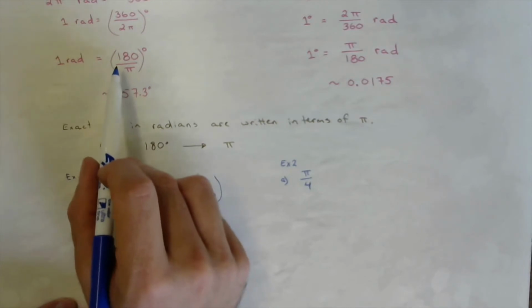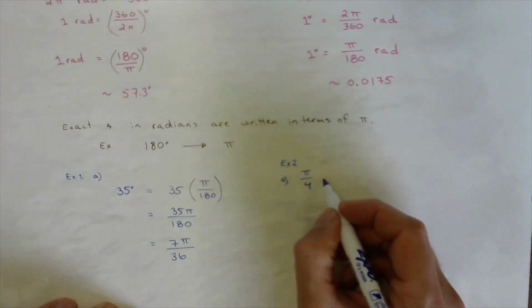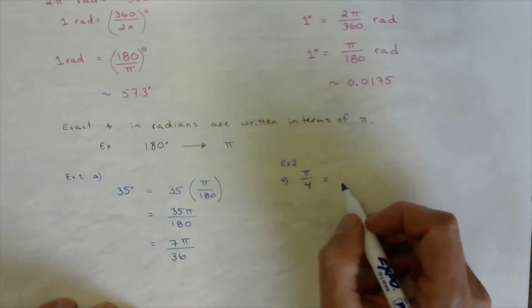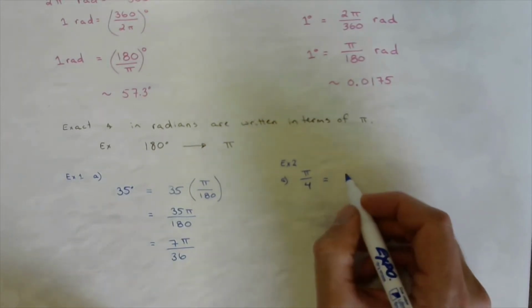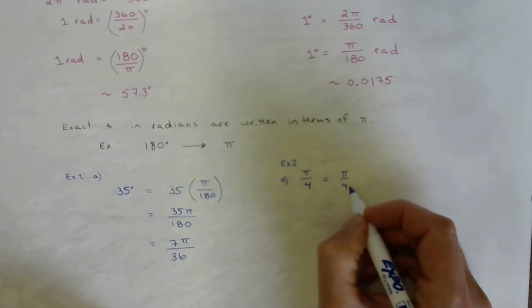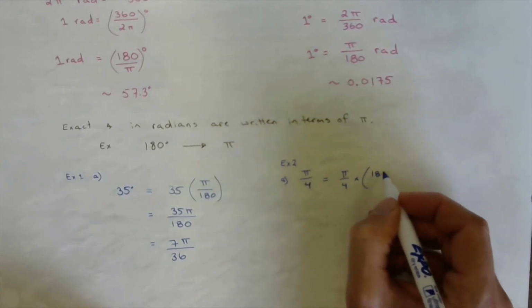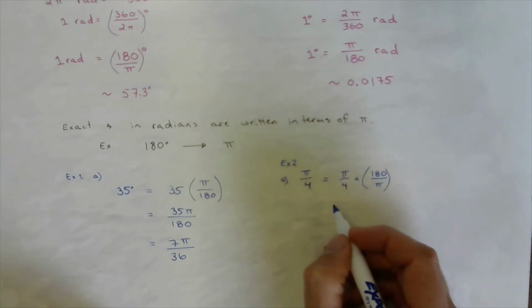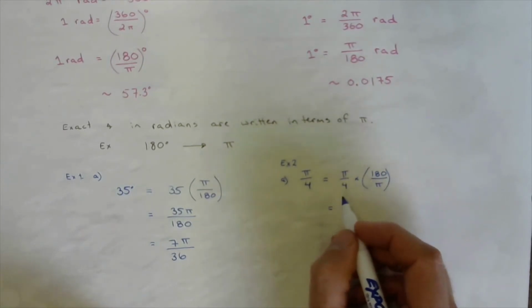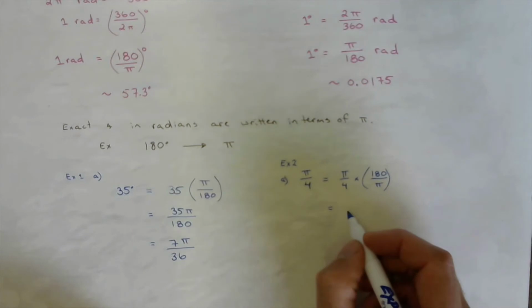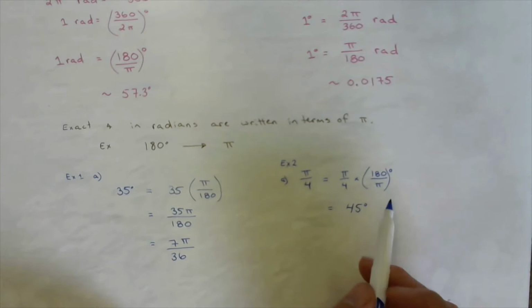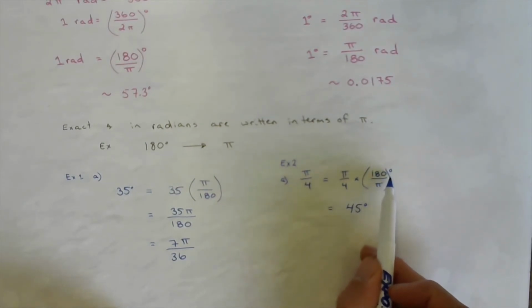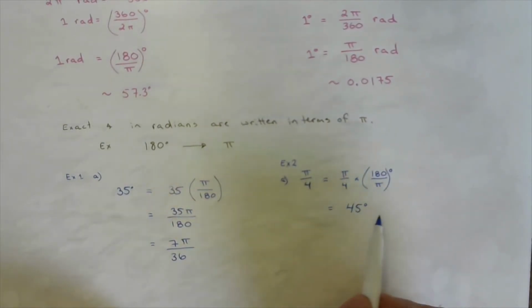1 radian is 180 over pi. So all I have to do then is multiply pi over 4 times 180 over pi. My pi's cancel out. I have 180 over 4, which is 45. So we're looking at 45 degrees. Make sure you take your degree symbol with you along the way, okay? Otherwise, it doesn't make sense.